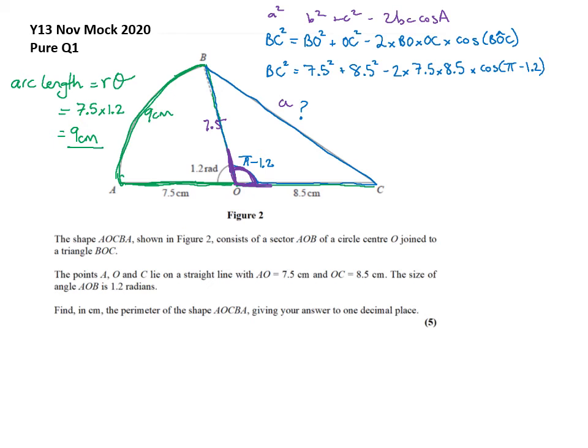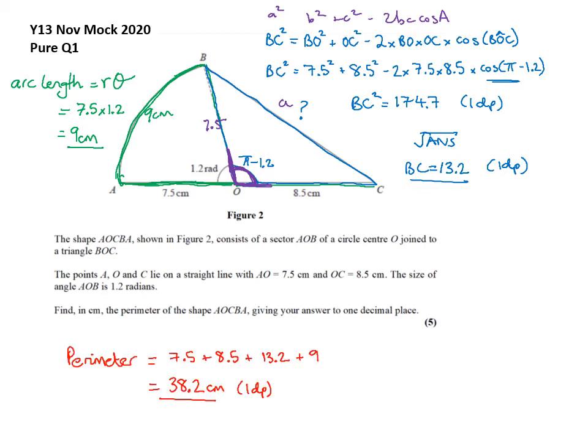and then make sure your calculator is in radians before you put this in. Gives us BC squared is 174.7. We would then square root that answer to give BC is 13.2. From there we can then work out the perimeter. And we get 38.2 centimetres, correct to 1 decimal place.